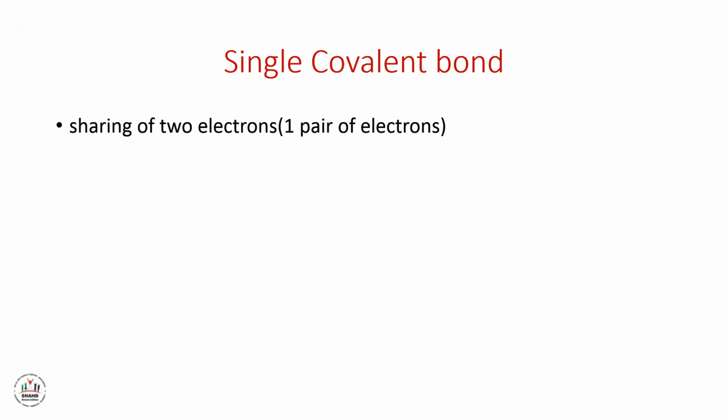Let's take the first case when we have a single covalent bond. In this type of bond, we have sharing of two electrons, or we say that we have sharing of one pair of electrons. So each atom provides one electron. Let's do the following example. If we have the compound Cl2, it occurs between two chlorine atoms.